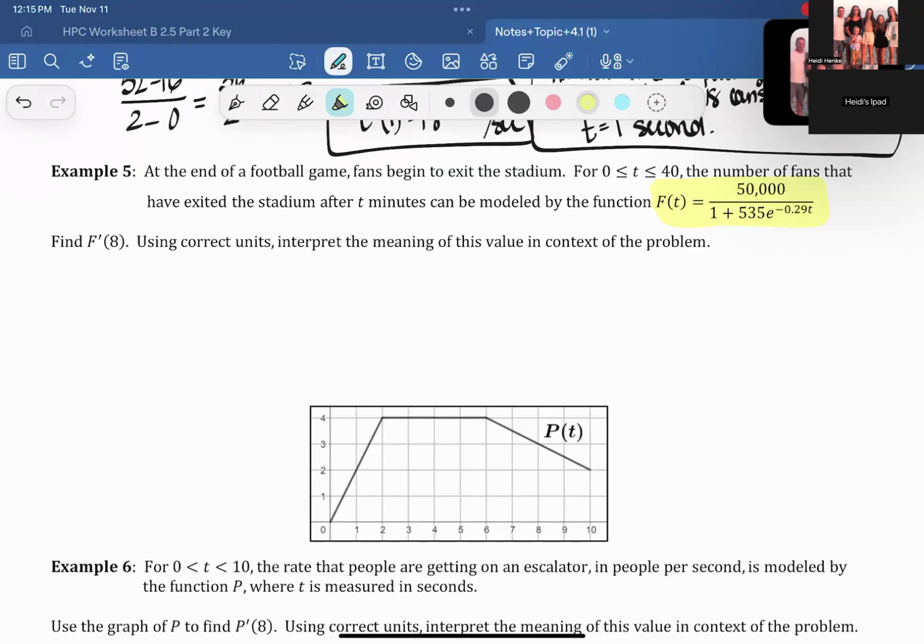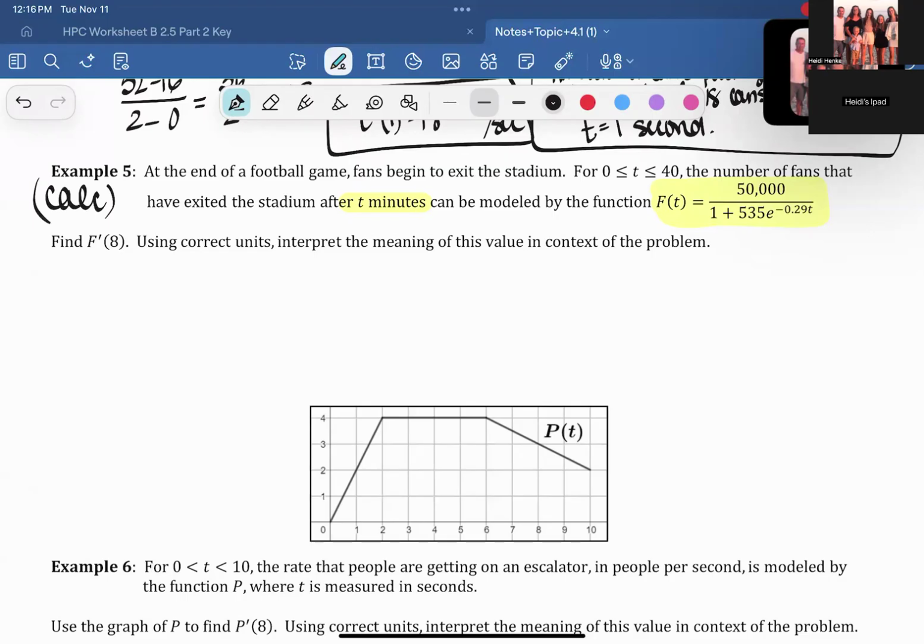For 0 to 40 in time, which is minutes, it tells you that right here. From 0 to 40 minutes, the number of fans that have exited the stadium can be modeled by this function. Find f prime of 8. Okay, listen. Well, that's quite the little equation you got there. I don't want to find that by hand. It is most likely that this would be on the calculator section. We're going to assume that it is.